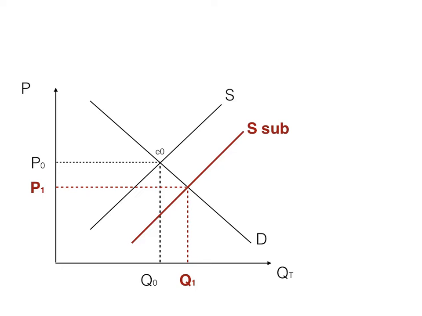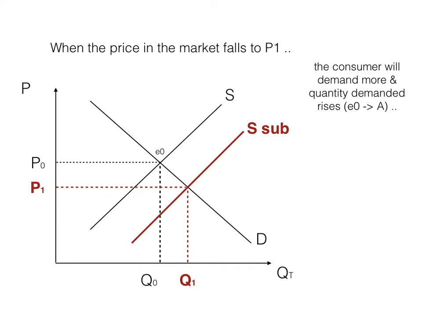Okay, what happens with a subsidy, if you remember, is that the subsidy is going to reduce the supply curve. So when the price in the market falls to P, then the consumer is going to demand more. Remember, the consumer was demanding here. Now what's going to happen is they're going to demand more to point A.